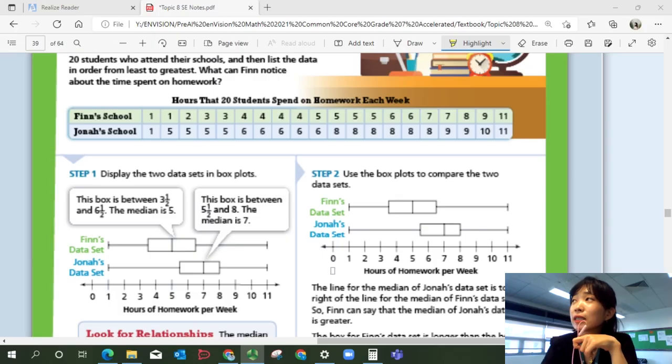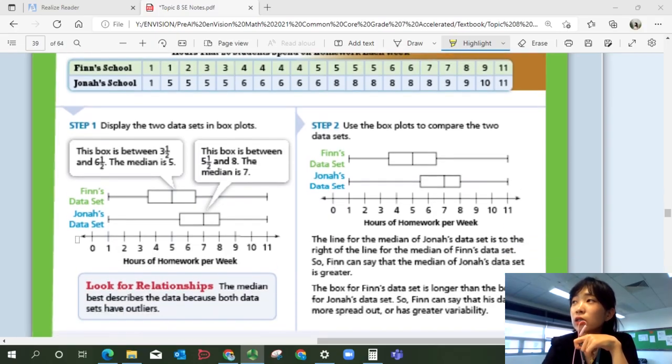Display the 2 data sets in box plots. So if you look at the 2 box plots, you can see where the majority of your data is by looking at the box. So Finn's data set, if you look at this box, is between 3.5 and 6.5, and the median is 5. For Jonah, the box is between 5.5 and 8, and the median is 7. So what are the relationships that you see? The median best describes the data because both data sets have outliers.